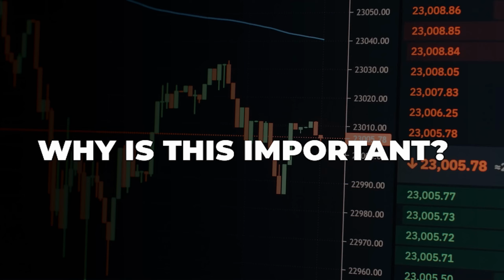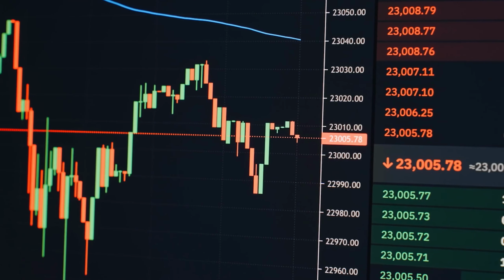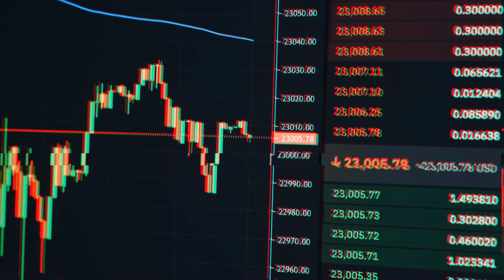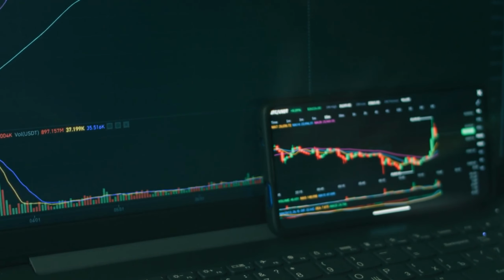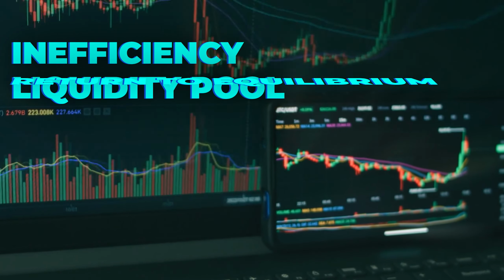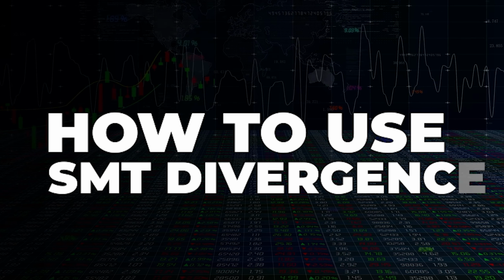But why is this important? It's important because it helps us identify when a certain asset is overly bullish or bearish in relation to its fellow counterparts, and potentially setting up a price to reach into a specific inefficiency in price, a liquidity pool, or return to equilibrium.